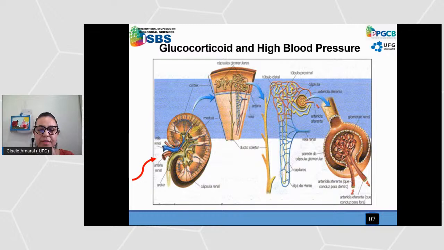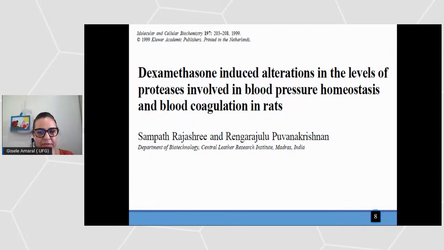and it's filtered in the glomeruli. So, an adequate control of vascular function and renal perfusion is necessary for the renal filtration process to occur satisfactorily. Dexamethasone, a glucocorticoid with high anti-inflammatory potency, has demonstrated hypertensive effects for some time. In this work, dexamethasone induced alterations in the level of proteases involved in blood pressure homeostasis and blood coagulation in rats.